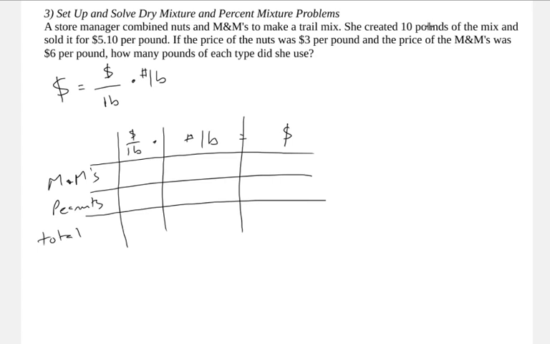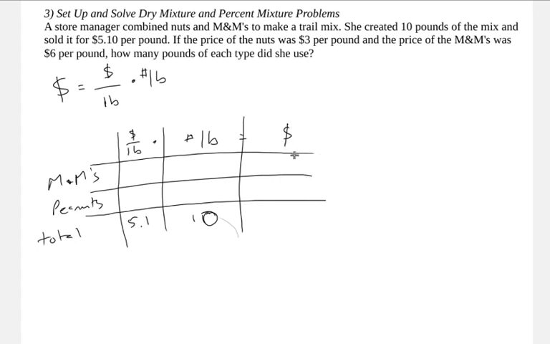Alright, let's see, filling in numbers. She created a total of 10 pounds of the mix, so this is the number of pounds in total, and that should be down here. This is 10. She sold it for $5.10 per pound, so this is one of those instances when it actually does make sense to have a rate for the total, basically because it was given to us.